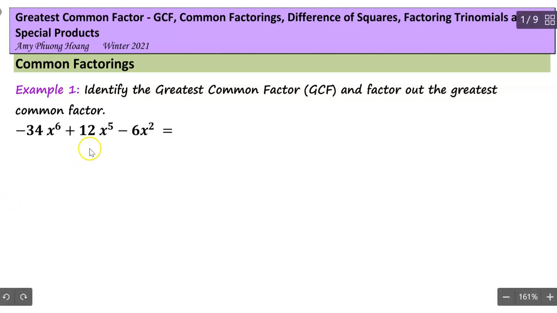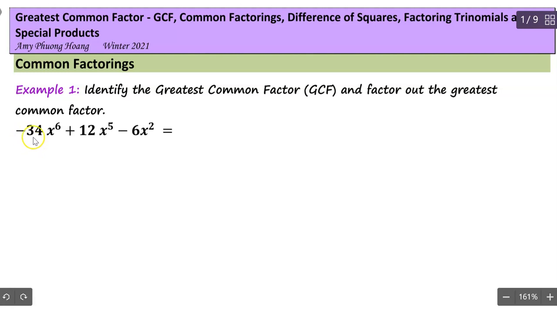For example, we are going to identify the greatest common factor and factor out the greatest common factor of the following expressions. So before we get into finding the term representing the greatest common factor, we concentrate on the numbers first. The numbers are negative 34, positive 12, and negative 6, or I should say the coefficients of all of these terms.